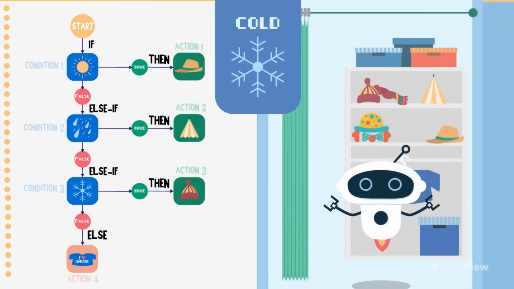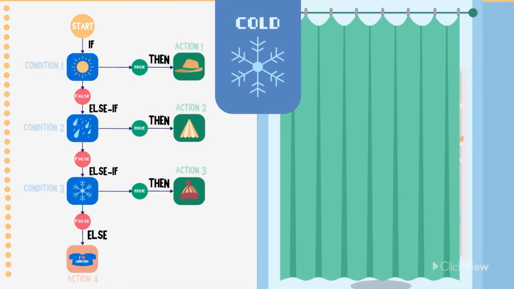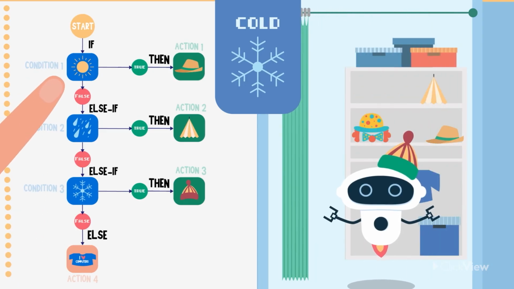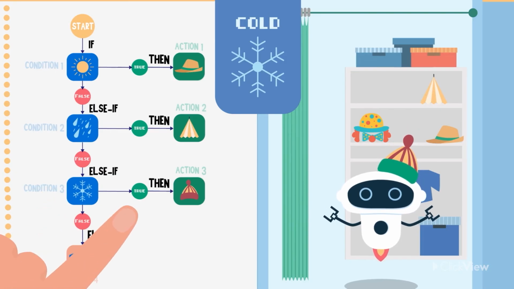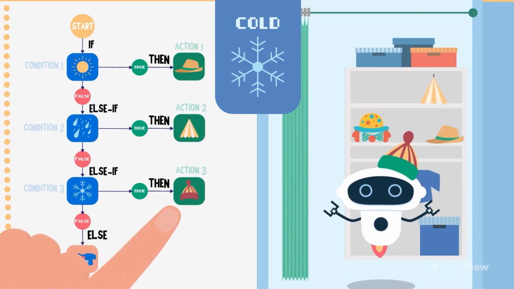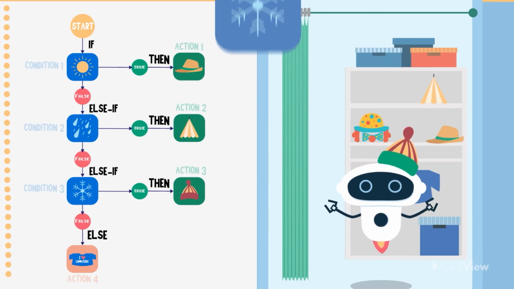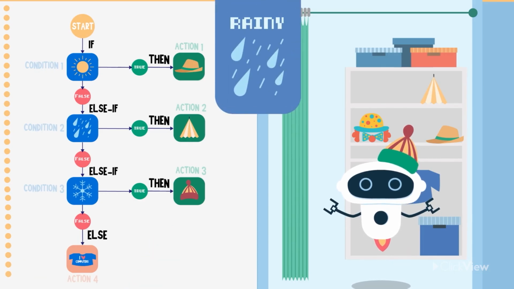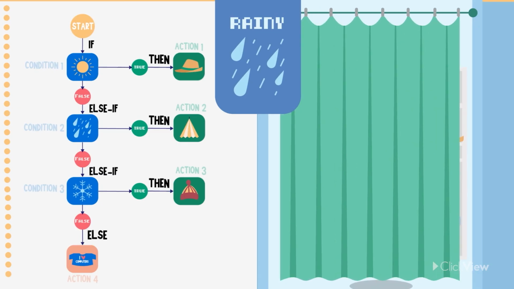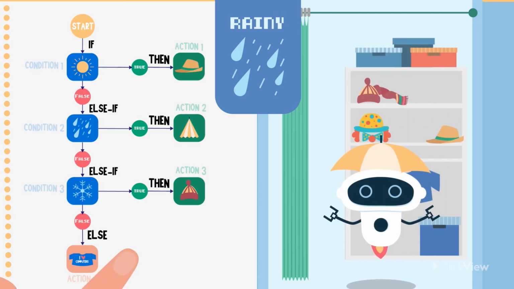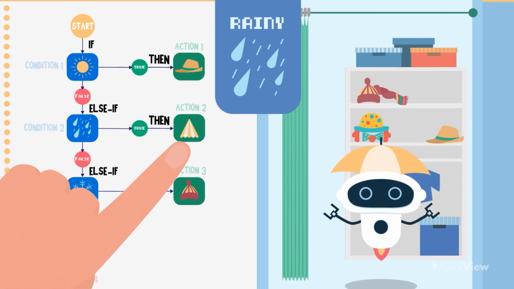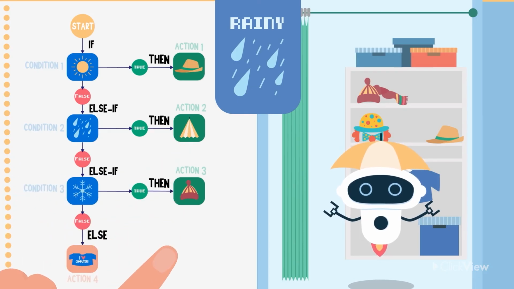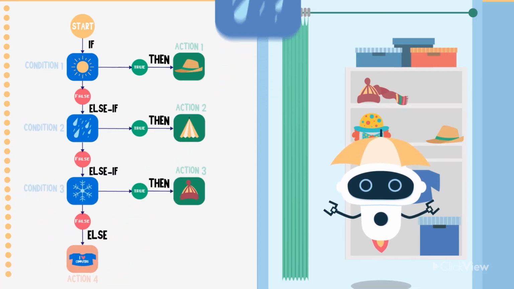On a cold day, what should Algo wear? Condition 1 is false. Condition 2 is false as well. Condition 3 is true. So action 3 happens, which is to wear a beanie. Good job, Algo. On a rainy day, what should Algo wear? Condition 1 is false. Condition 2 is true, so action 2 happens, which is to wear an umbrella hat. Good job, Algo. Let's try out the statement one more time.